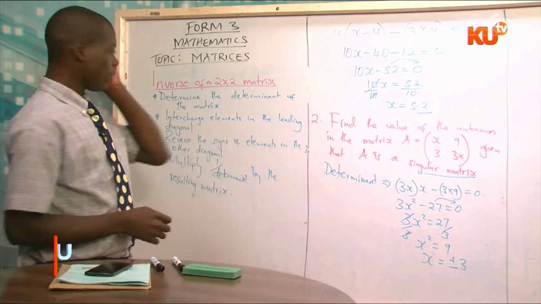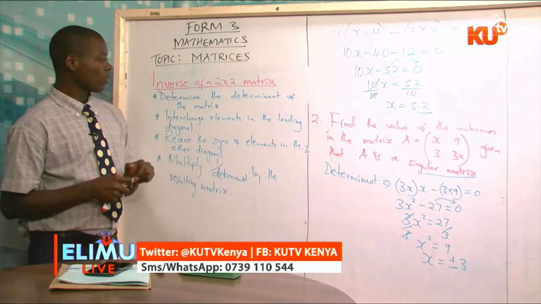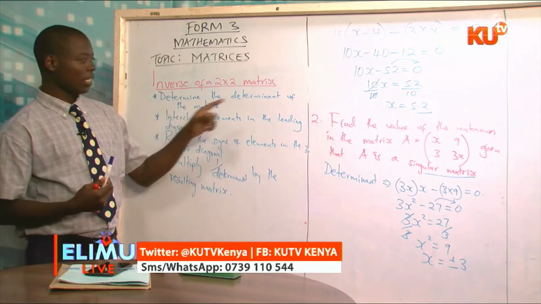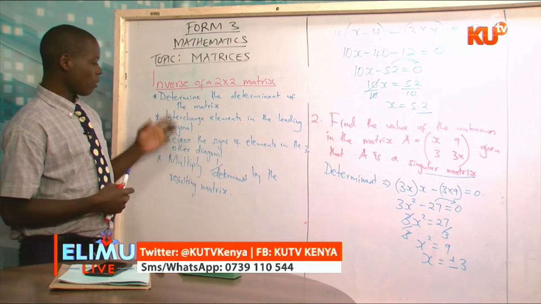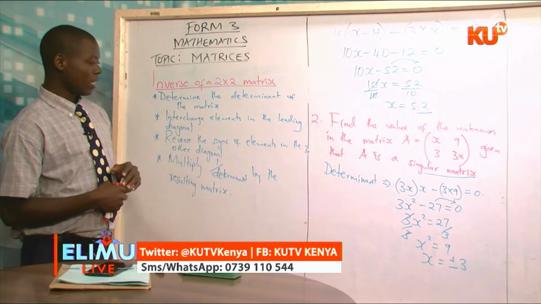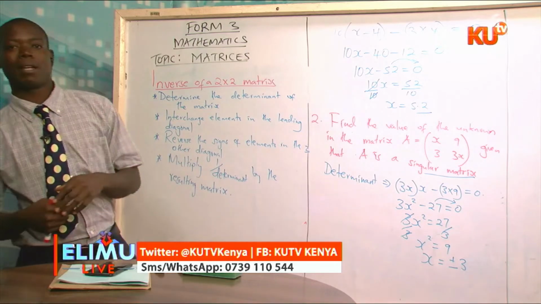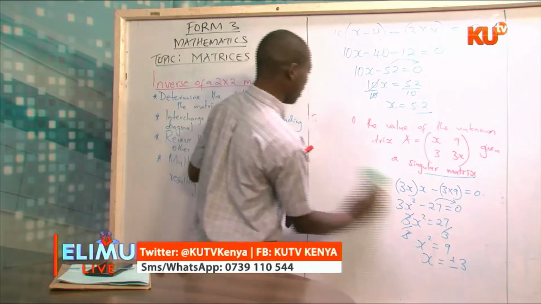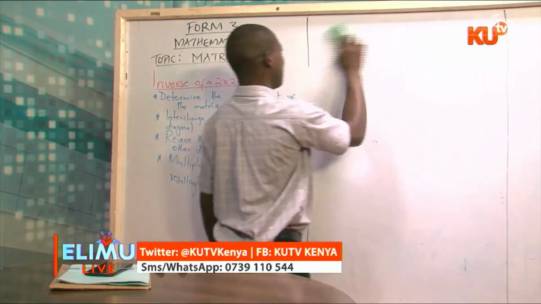So those are the 4 steps that students will need to know. If you are given a question to get the inverse of a matrix, step number 1, be able to obtain the determinant of that matrix. Number 2, you interchange the elements in the leading diagonal. Number 3, you reverse the signs of elements in the other diagonal, and then you multiply 1 over the determinant by the resulting matrix. To illustrate this using a general case, students can look at this case here.